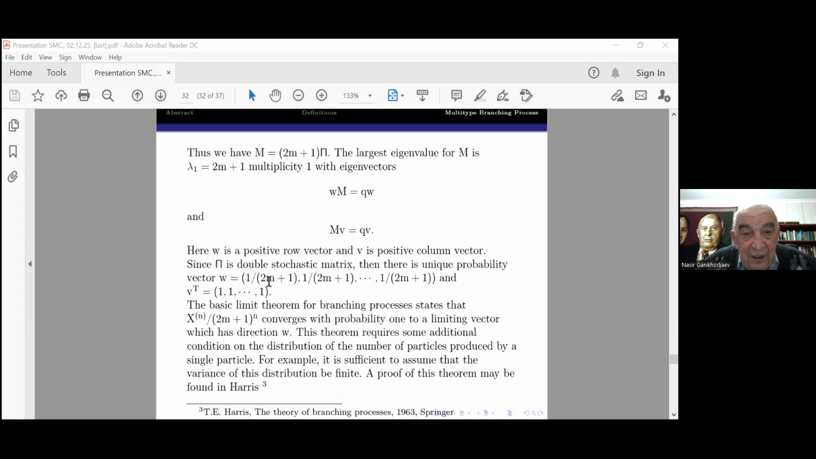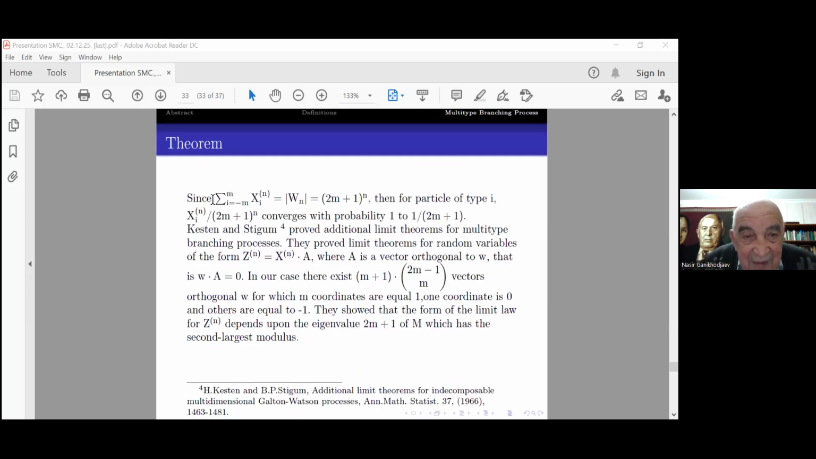So in this case, the second one, this sum equals exactly W_n, because according to our conditions, W_n is the number of vertices on the n-th level. So then for a particle of type I, this ratio X_n^i will converge with probability 1 to the constant 1 over 2m plus 1.